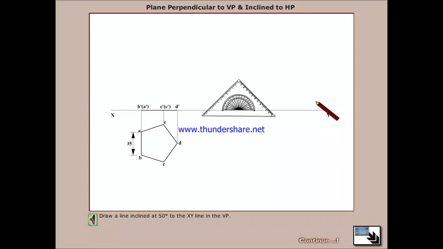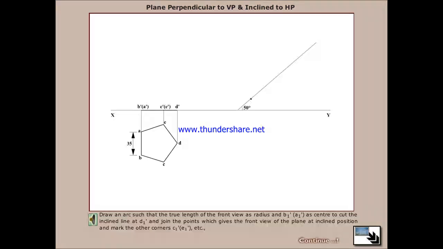Draw a line inclined at 50 degrees to the XY line in the VP. Draw an arc with the true length of the front view as radius and B1 dash, A1 dash as center to cut the inclined line at D1 dash, and join the points which gives the front view of the plane at inclined position and mark the other corners C1 dash, E1 dash, etc.